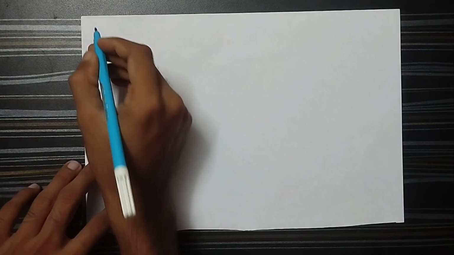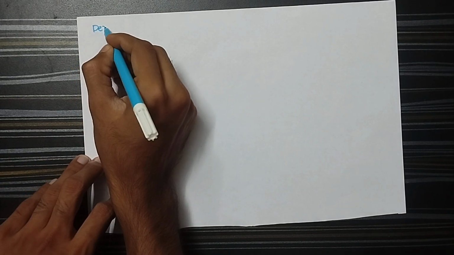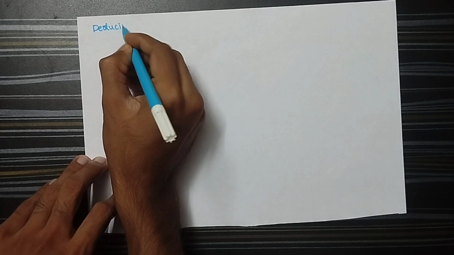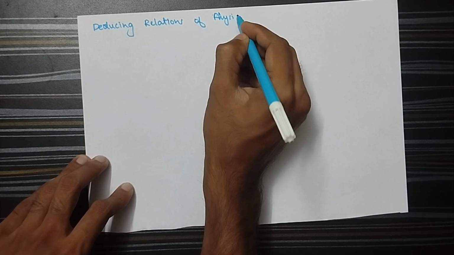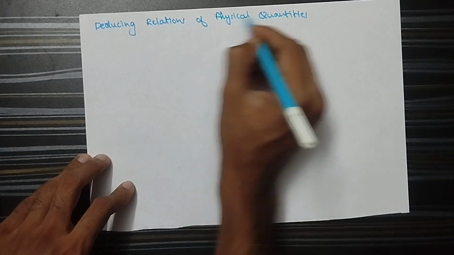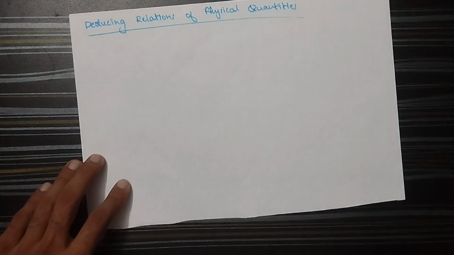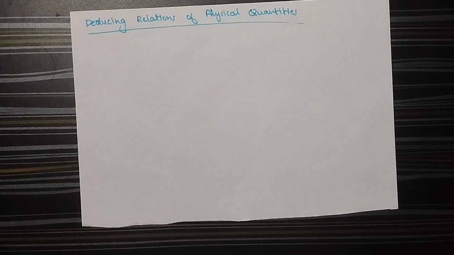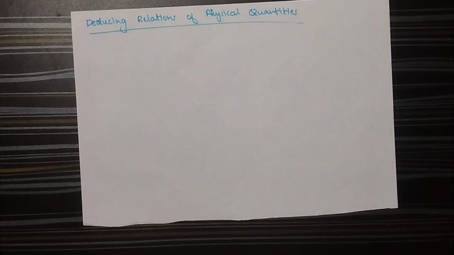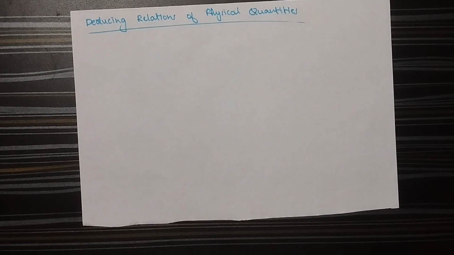Second application of dimensional analysis is deducing relations among physical quantities. So now we are deducing equations for physical quantities. So what does this mean?